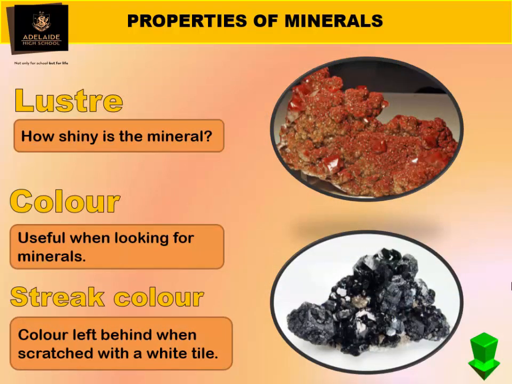Another few more properties: luster, color, and streak color. What does that mean? Let's compare these two here. These two are of the same ore or the same minerals. This is a red hematite, which is iron oxide, and this is a black hematite. All right. Luster is how shiny is the material. Is it shiny or is it not shiny?